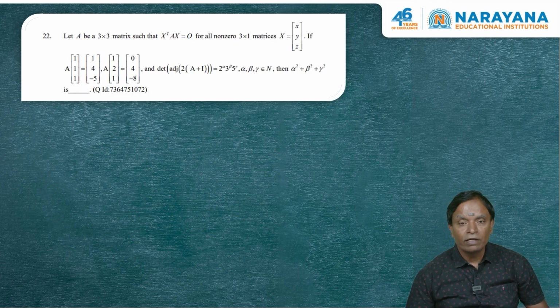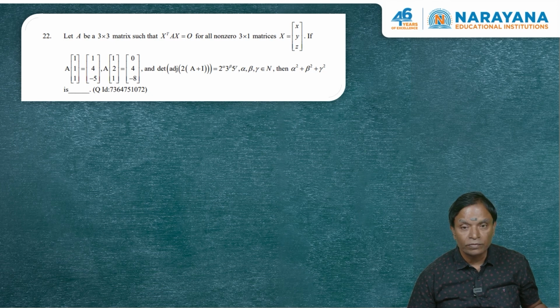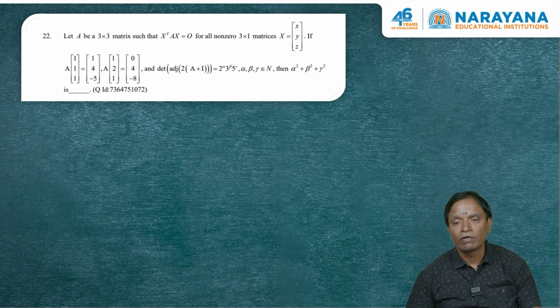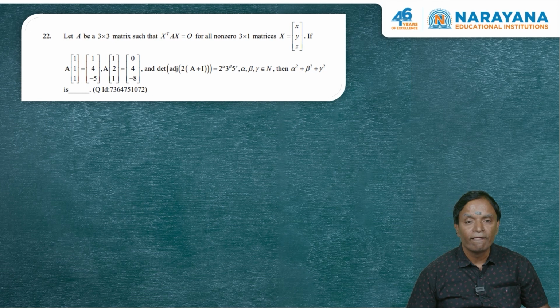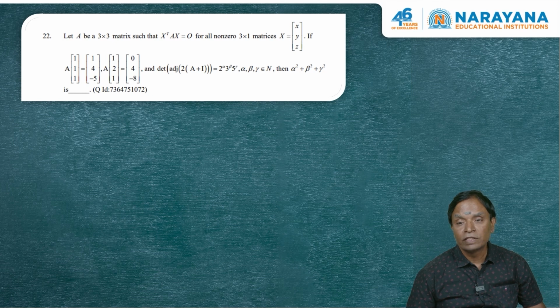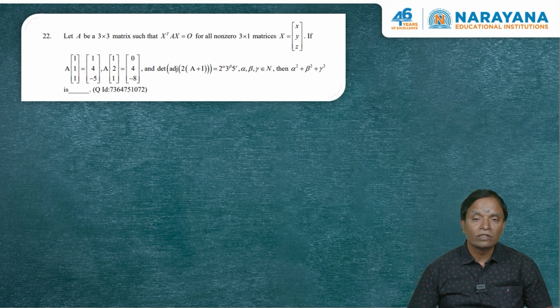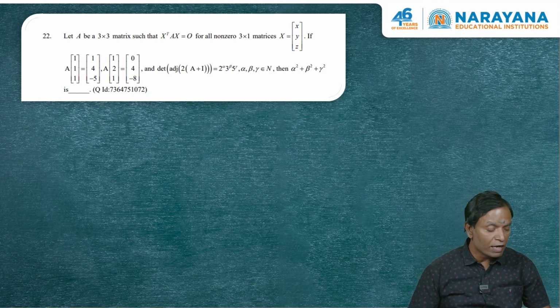You are given a matrix A, and then you are given x transpose into Ax is equal to 0 for all non-zero 3 by 1 matrices X is equal to xyz. If A into something and determinant of this is given as something, and alpha, beta, gamma belong to natural numbers, then you are asked to find alpha square plus beta square plus gamma square.